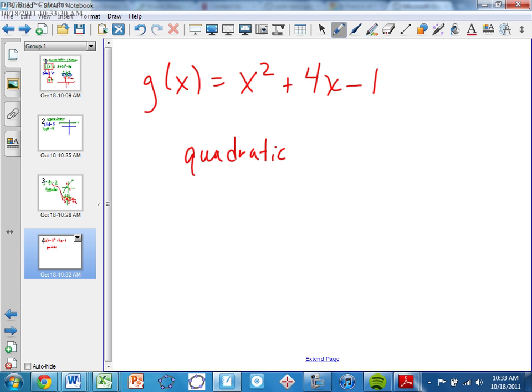Now, the shape of this is called a parabola. The function is called quadratic, but the shape is called a parabola. We will go into this when we talk about parabolas. That's not until concept 20. Okay, well, we need to know these terms. So it's a quadratic function or a parabola.